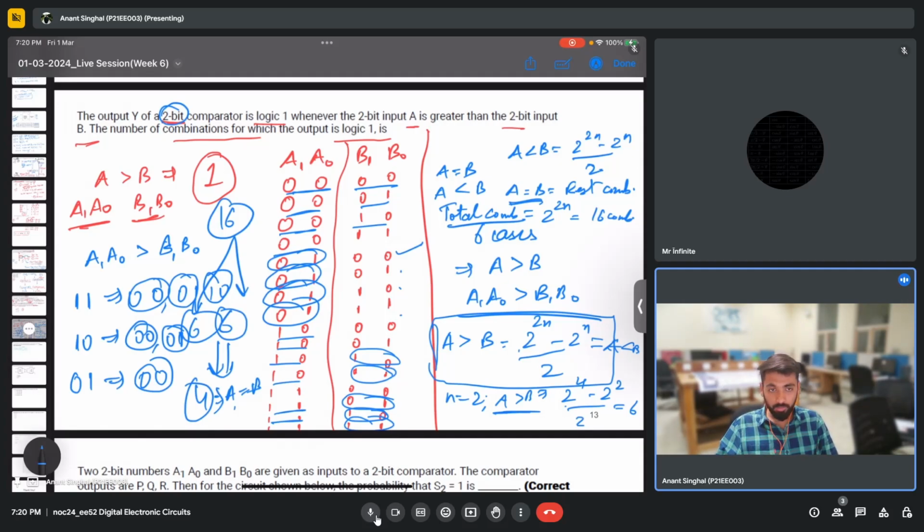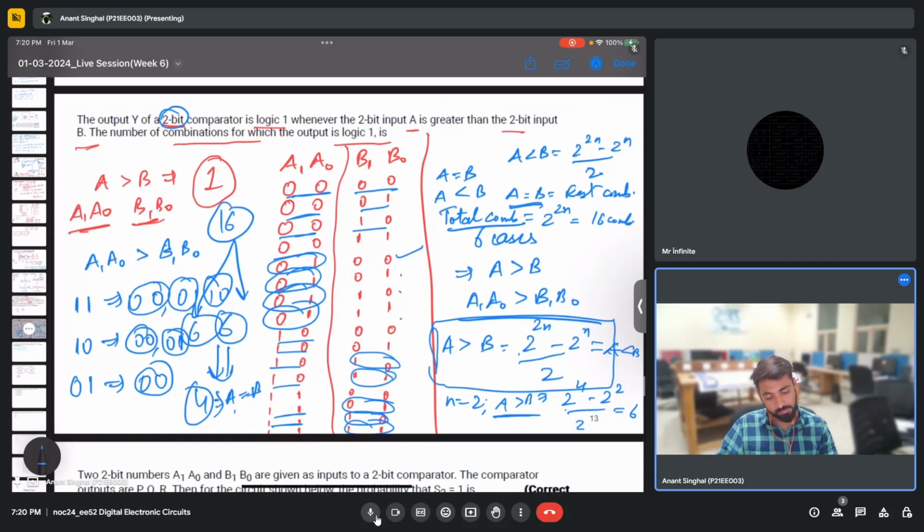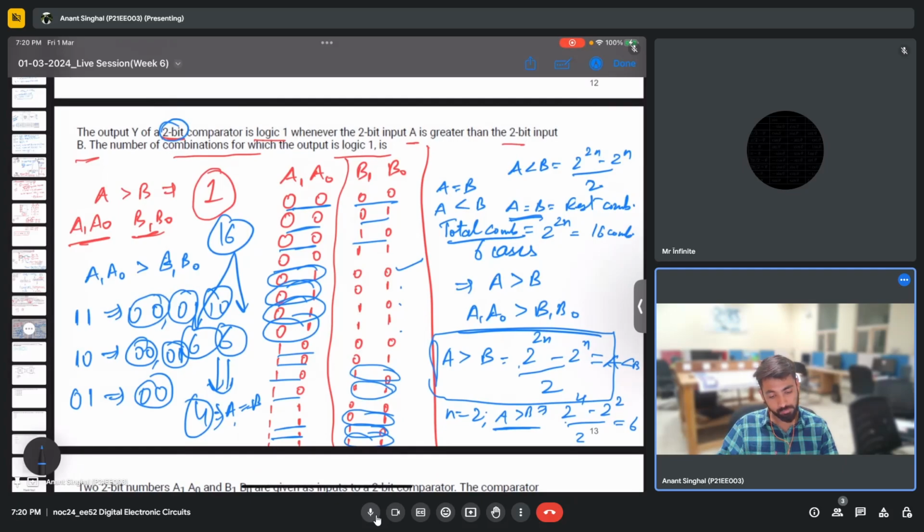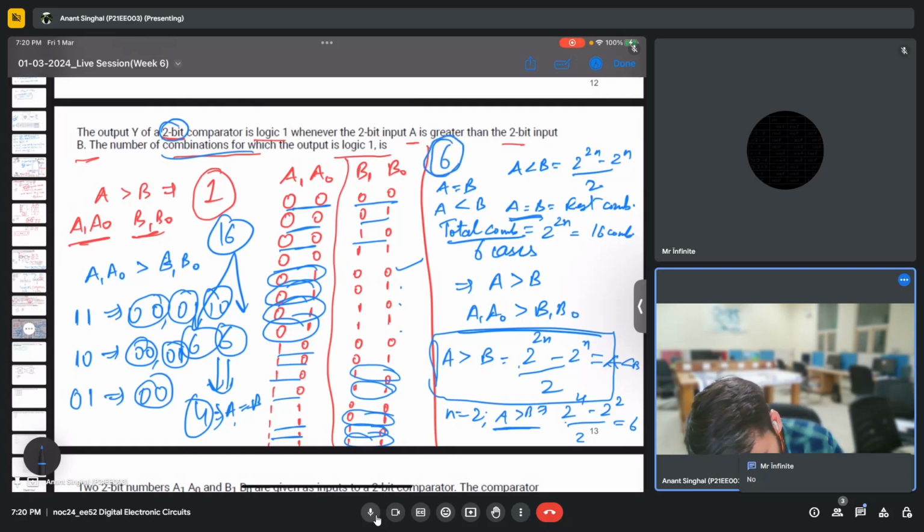Is there any doubt in this? Okay, so the output Y of the 2-bit comparator, the number of combinations, so the right answer to this question will be 6, because it does not have any options. So 6 will be the right answer.